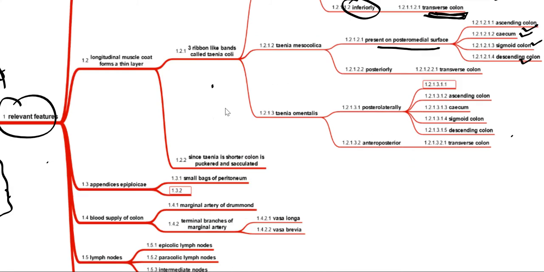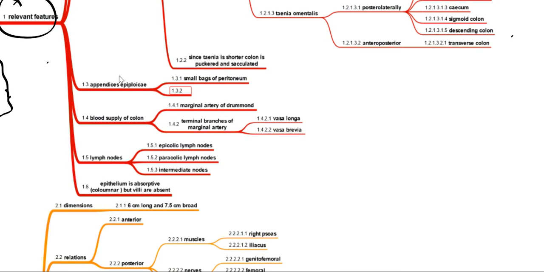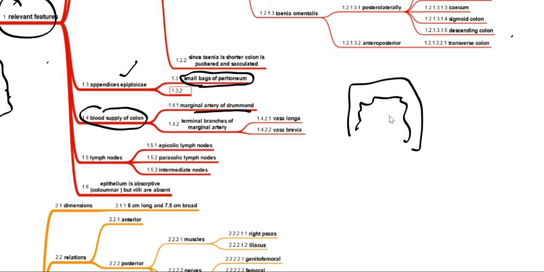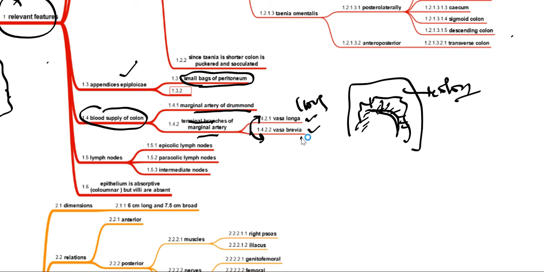Okay. Next we go on to the appendices epiploicae, which are small bags of peritoneum. Then what is the blood supply of the colon? The marginal artery of Drummond, present like this, supplies the large intestine or colon. The terminal branches of the marginal artery are divided into vasa longa and vasa brevia. Longa means long, brevia means short.